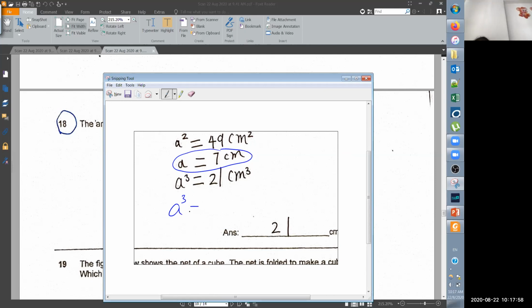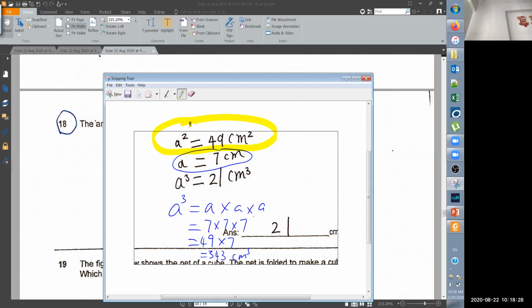So in fact, what you can do is instead of writing a cube, you write a times a times a. And then you just put in the number, and then you will know that 49 times 7, then you get the answer. Okay, so what's the answer? Can you help me out with a calculator? 343. 343, right? Okay.